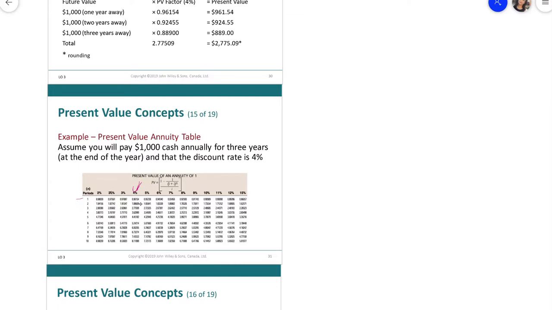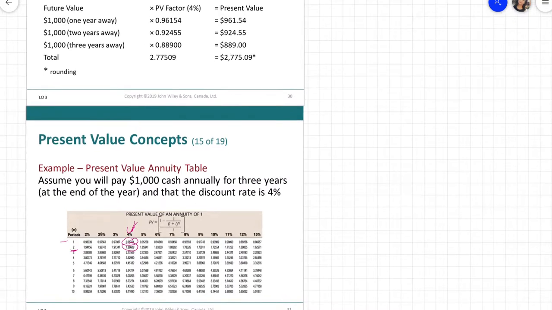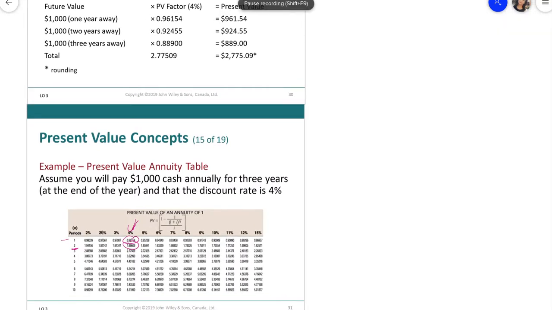So just to show you a little bit, the first year you received an annual payment. When you're present valuing that, you will use this number. And the second year you will be using this number. Year 2, this is not the annuity table.